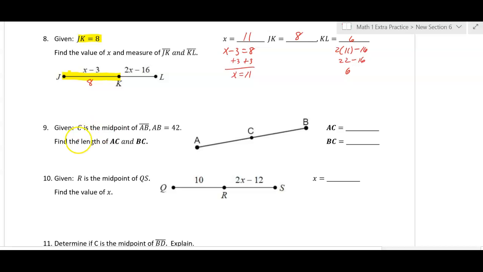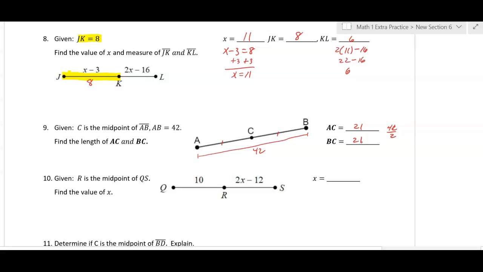Okay, now number 9, if C is the midpoint of AB, right away you can mark these congruent. If AB is equal to 42, you know AC and BC is just going to be half of that. So 42 divided by 2 is 21 and 21.